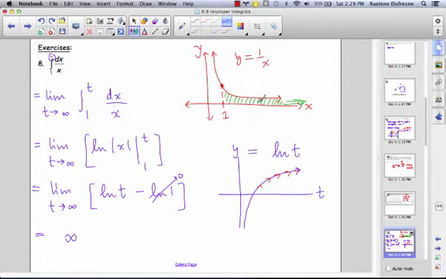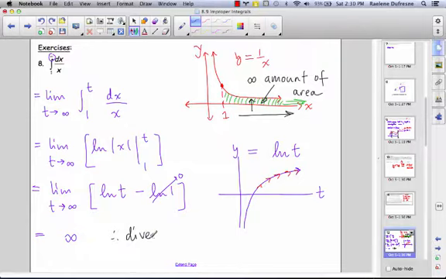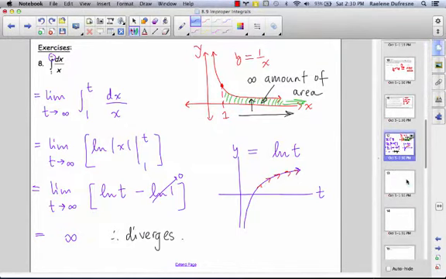In other words, the amount of green area, and I can call it area because I have positive width and positive height for this graph on this interval, is an infinite amount of area. And so we say that this definite integral diverges or does not exist. There is not a finite accumulation.